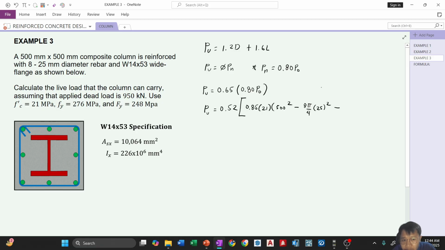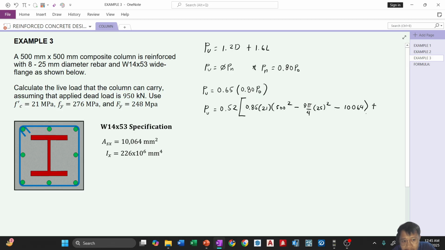Okay? Minus, by the way, edit natin yung formula natin. Dahil meron din pala tayo ditong structural steel, ibawas din pala dapat natin yung magiging area occupied by the structural steel natin. And this is minus Asx natin, 10,064 mm square. Okay? Paki-edit na lang yung ating formula. This is 10,064. Kailangan i-minus din natin ito dahil butas, occupied ng mga structural steel and rebar.